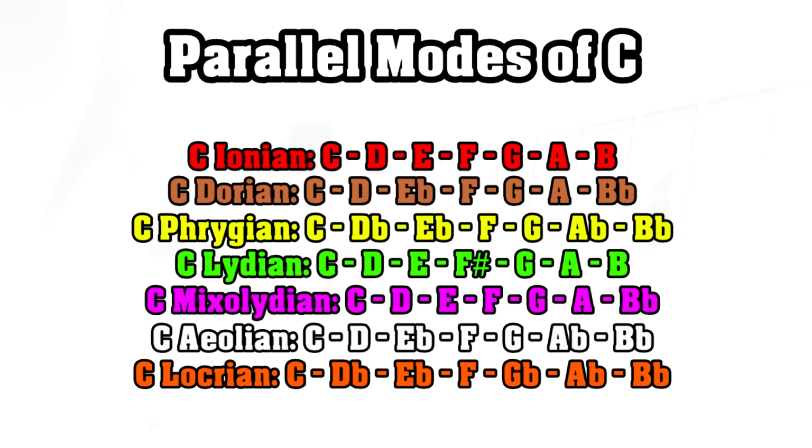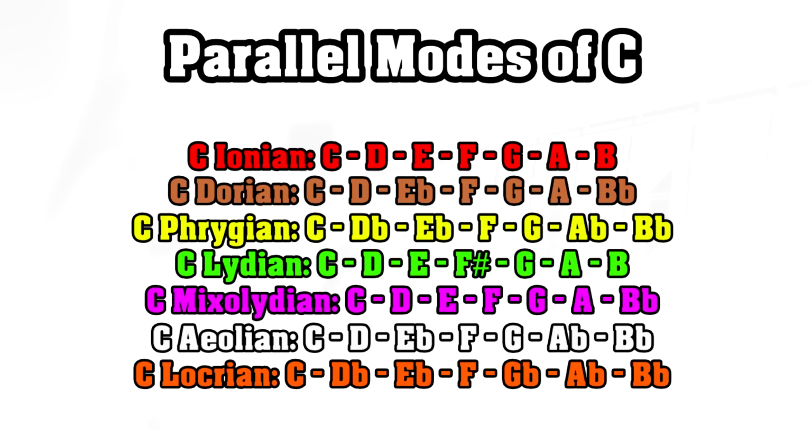C Ionian produces a different sound than C Dorian, which produces a different sound than C Phrygian. And this can all be explained by the scale formula. This is the mathematical reasoning behind it. This is known as the parallel relationship between modes.